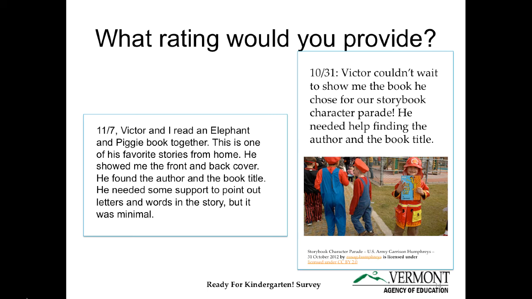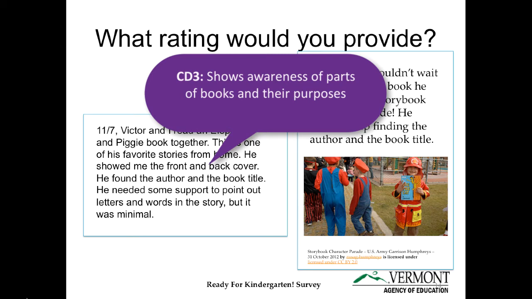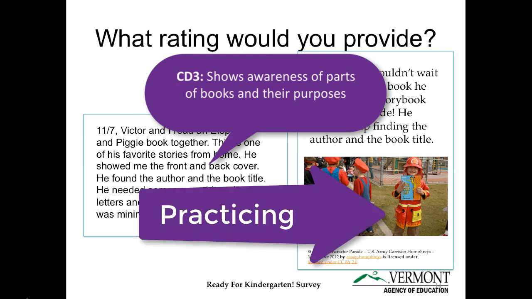Answers. Question 1. Which cognitive development item do you think can be measured? The cognitive development item that could be measured is Cognitive development item 3. A child shows awareness of parts of books and their purposes. Question 2. Using the rubric for ratings, what level would you rate this child? Based on the rubric for ratings, this child could be rated as practicing. However, more data might be needed to confirm this rating.